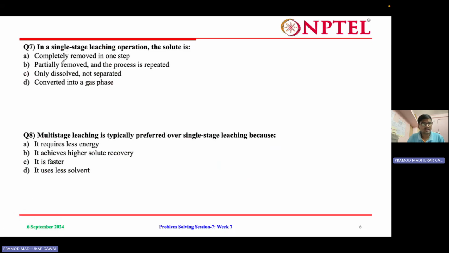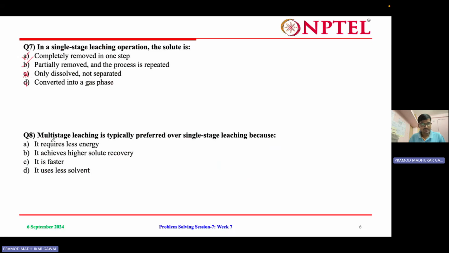Moving to question number 7: in a single stage leaching operation, the solute is completely removed in one step? So this is not possible. Partially removed and the process is repeated? So it can only dissolve, not be separated. Generally, leaching is a process to separate the solute from the solid with the help of the solvent. Converting into the gas phase is not possible. So option B is correct.